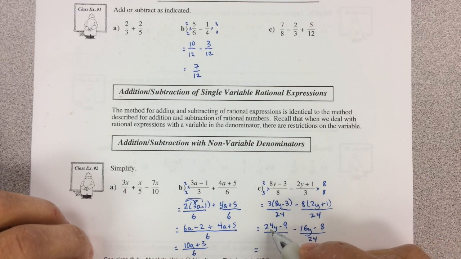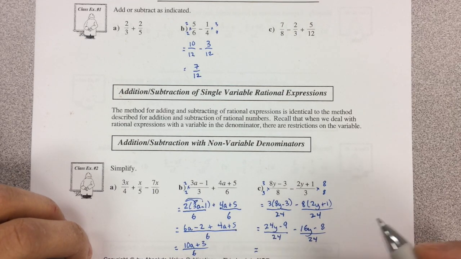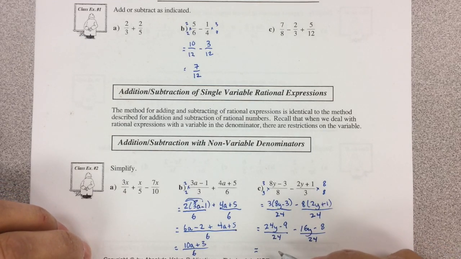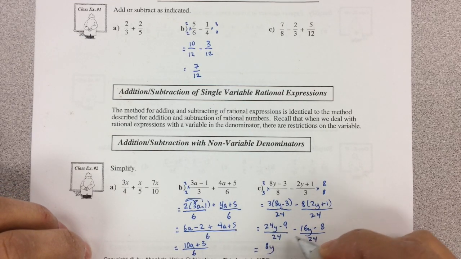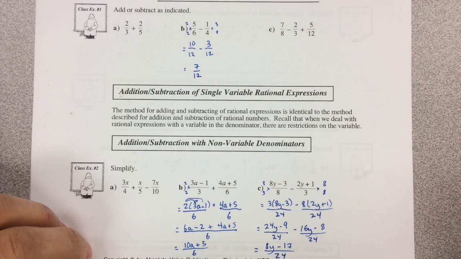Once I simplify, 24 minus 16y, and we can carry that over, but it doesn't really matter. 24 minus 16y, we're going to get 8y. Negative 9 minus 8, we're going to get negative 17 over 24 as a final answer.